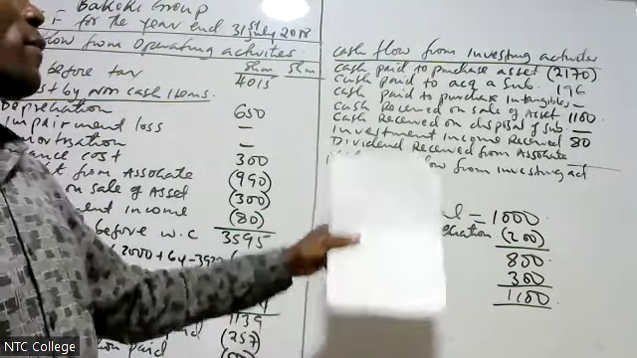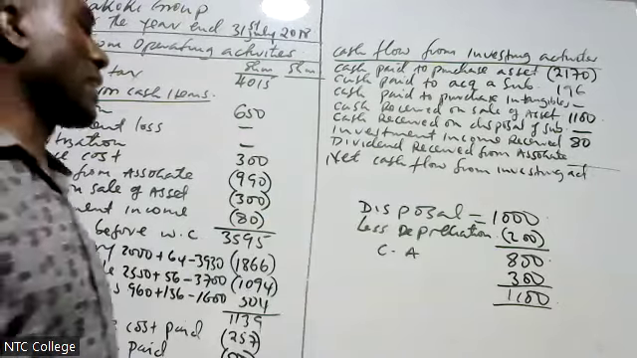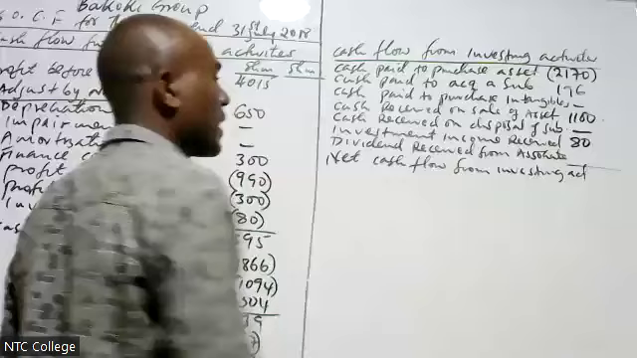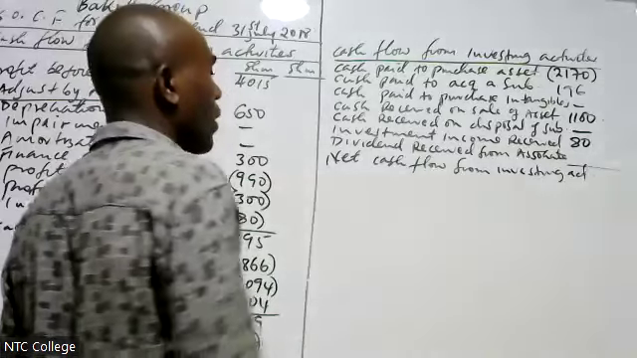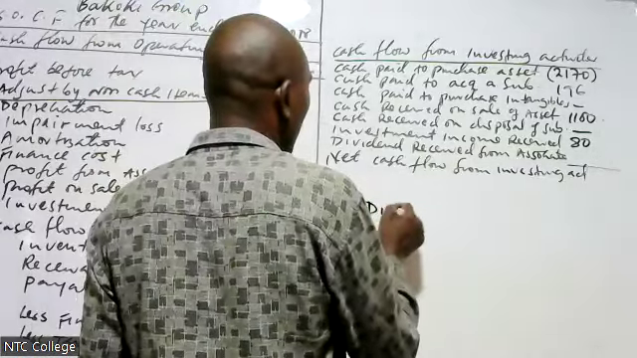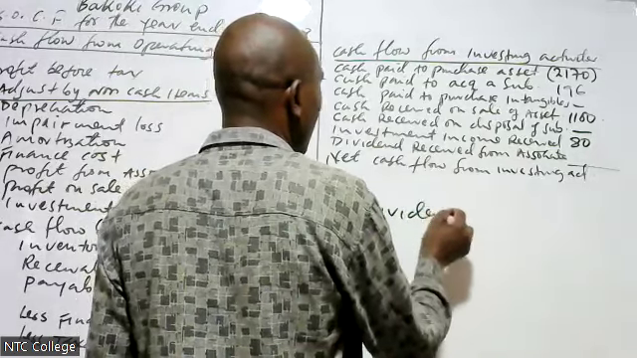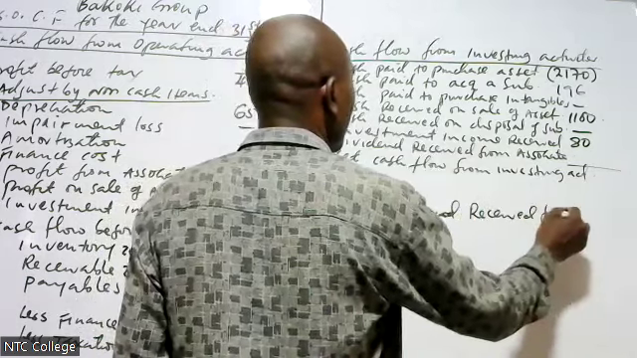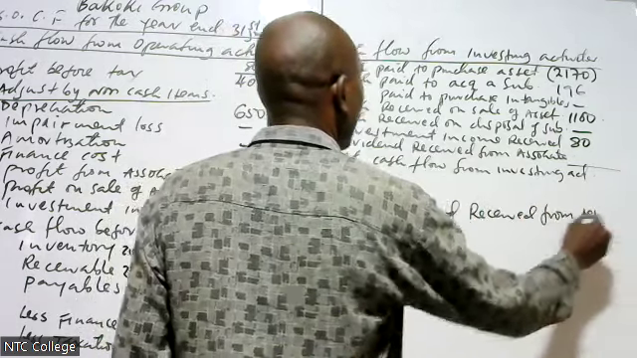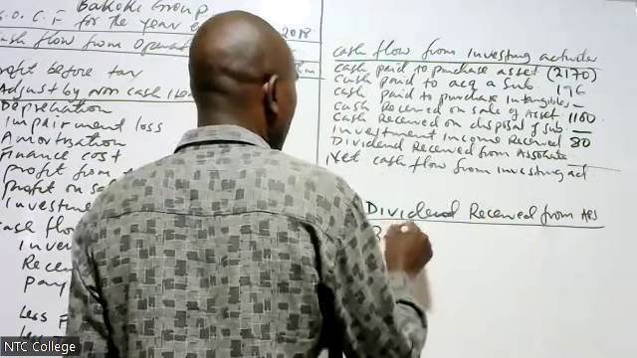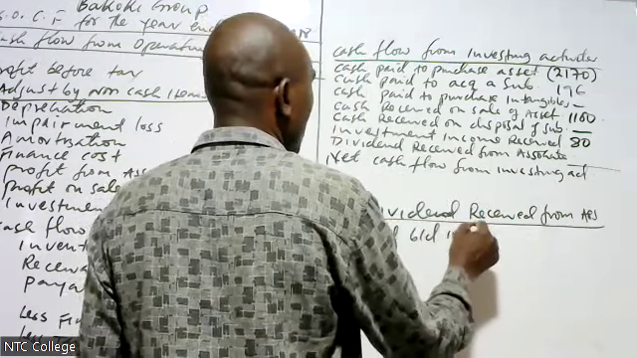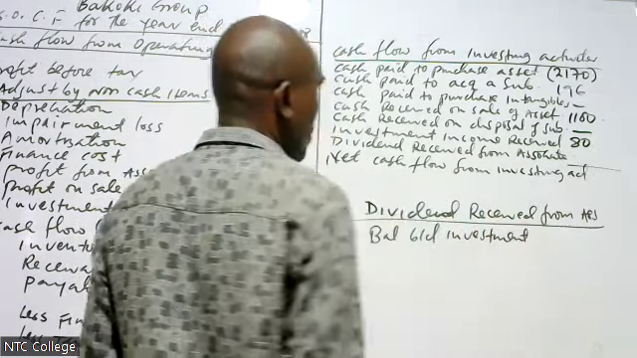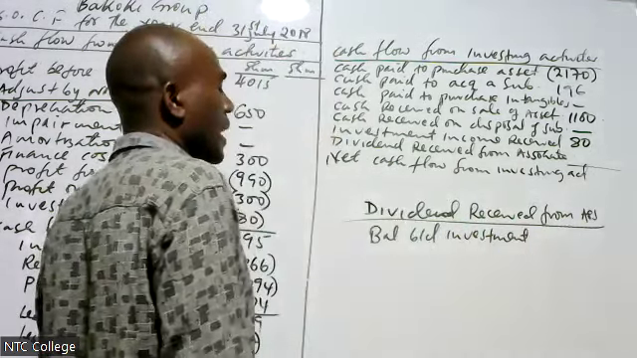Then dividend received from associate. I showed you yesterday how you do dividend received from associate. I don't know if you remember, but let me just do it without wasting time. You take your balance brought down, investment in associates.